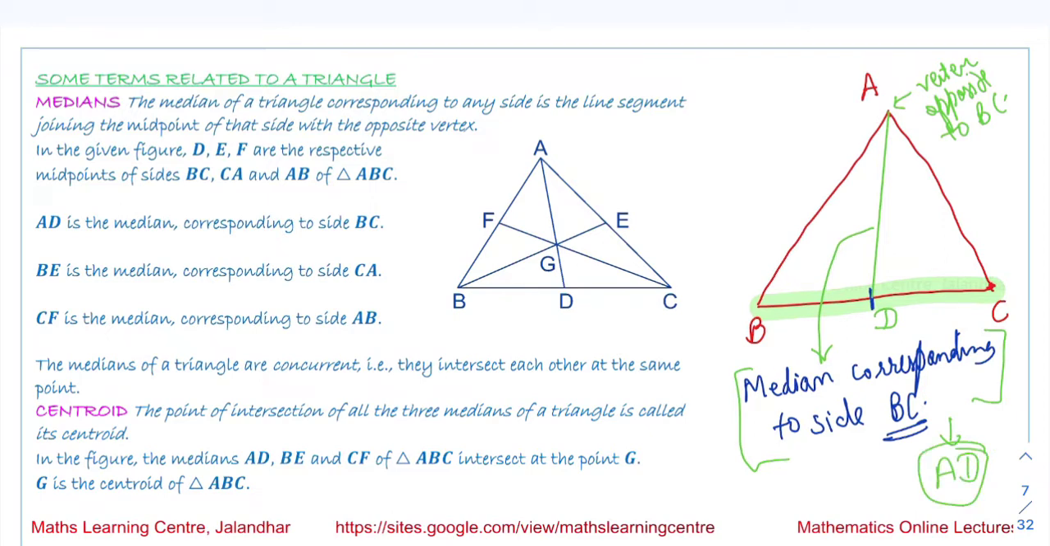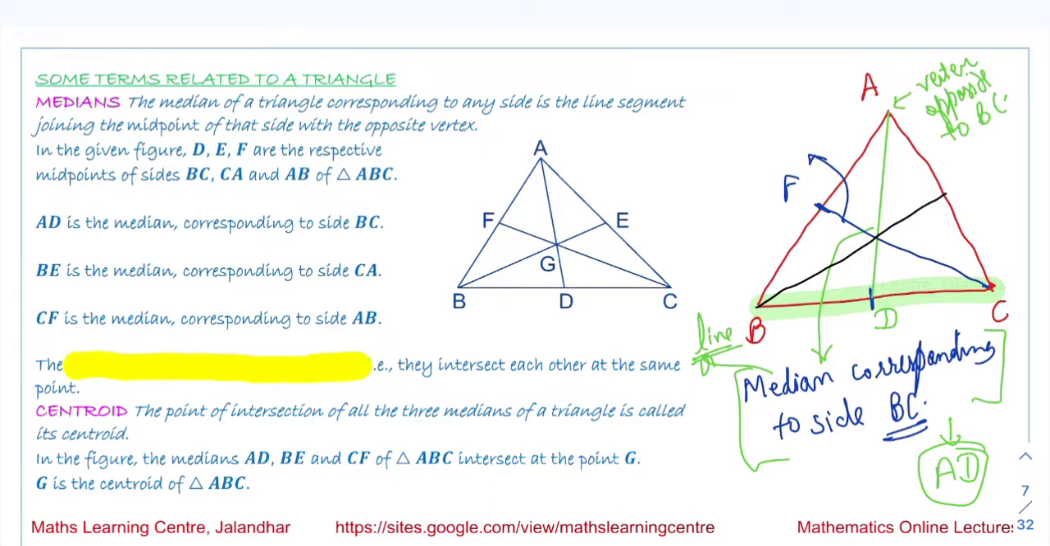So median is basically a line. What do we have to do to find the median? Suppose I have to find the median corresponding to AB. We will find the midpoint of AB. Suppose that point is F, and we will join F with the opposite vertex. Then this line is the median corresponding to AB, and similarly we can find the median corresponding to the line AC.